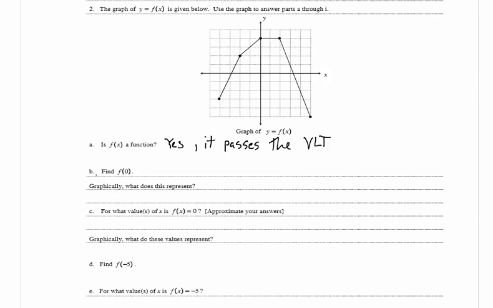In B, it says find f of 0. So if we were to have an x value of 0, we would be right on the y-intercept, and then we go up to where our dot is, and we would find that we're at 0, 1, 2, 3, 4. So 0, 4. So f of 0 is equal to 4. So this here represents B. Graphically, what does this represent? And graphically, this represents the y-intercept.